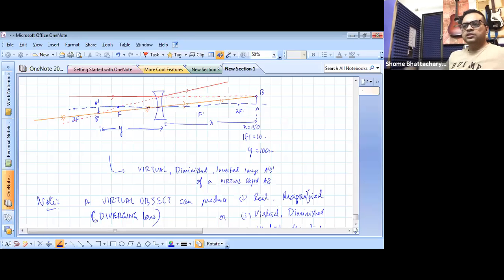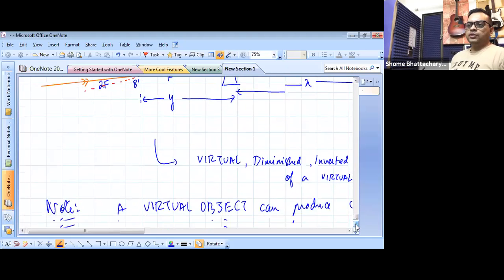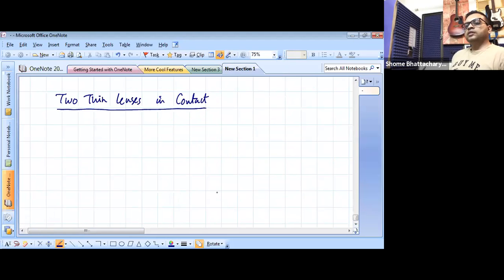Okay, people, so hope this is clear to all of you. Now we move on to a couple of very simple applications of lens formula. The first of the two is two thin lenses in contact. We have a very simple calculation for this.